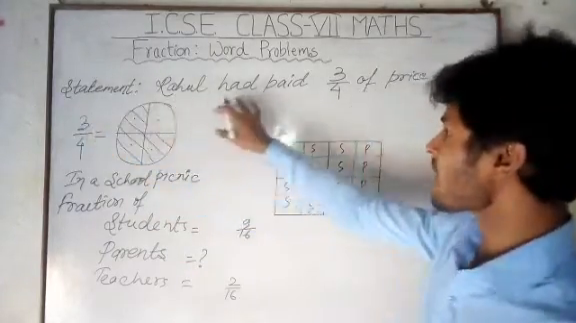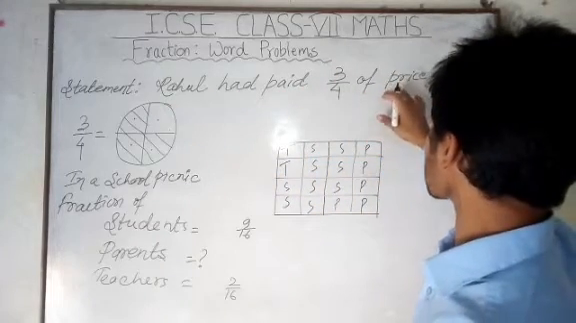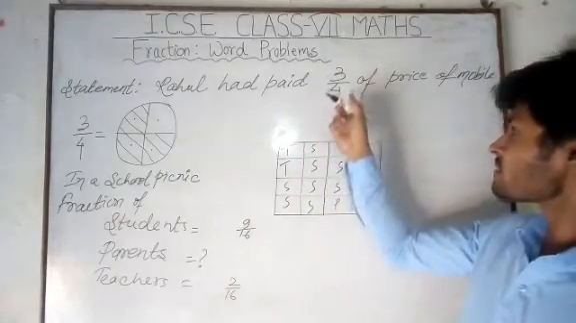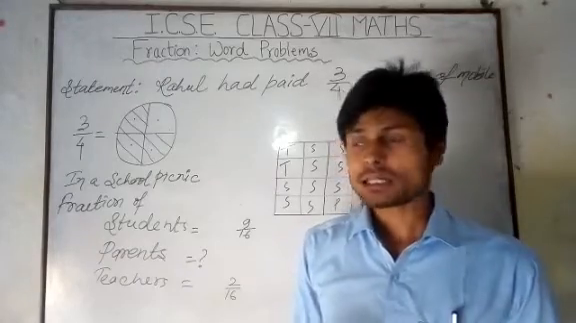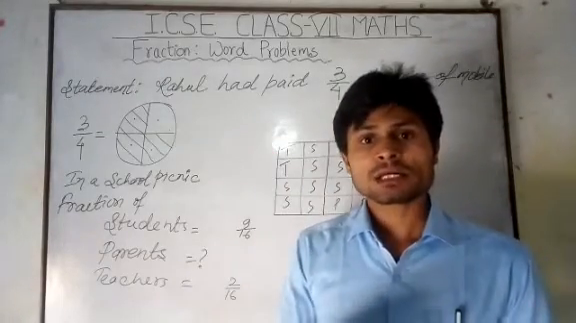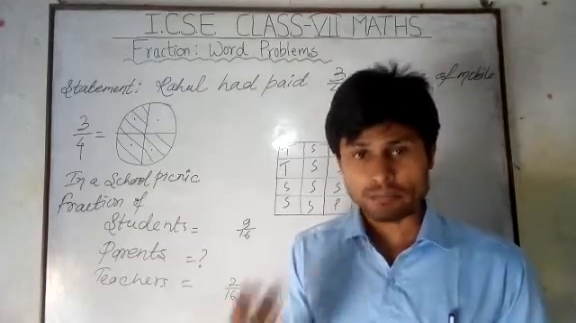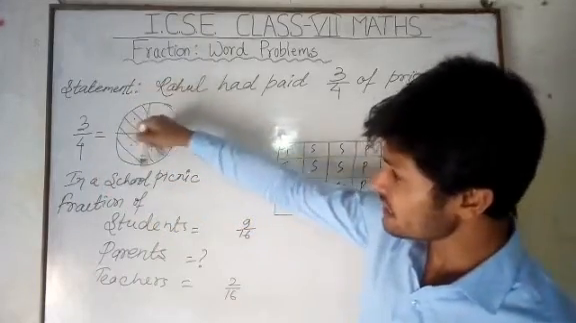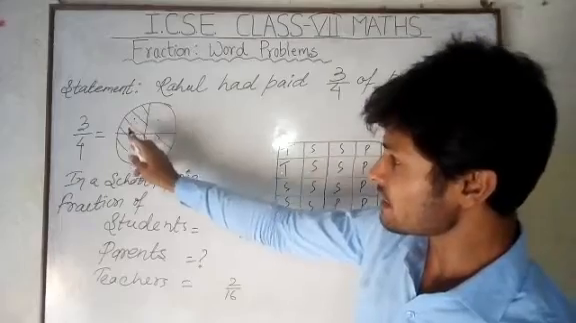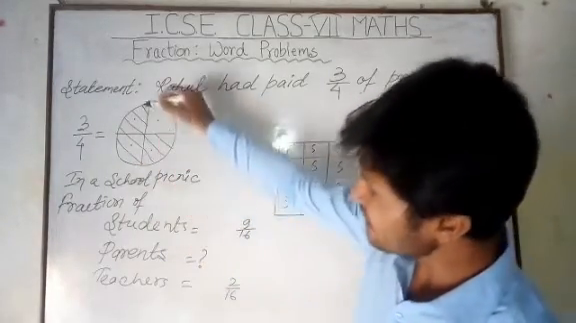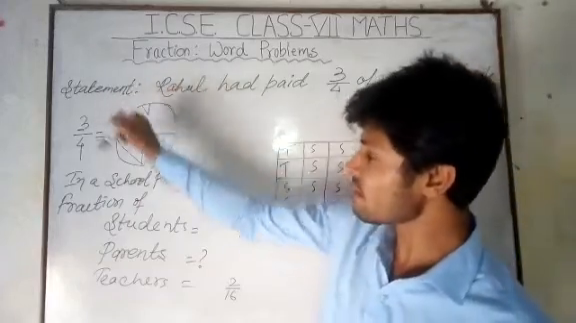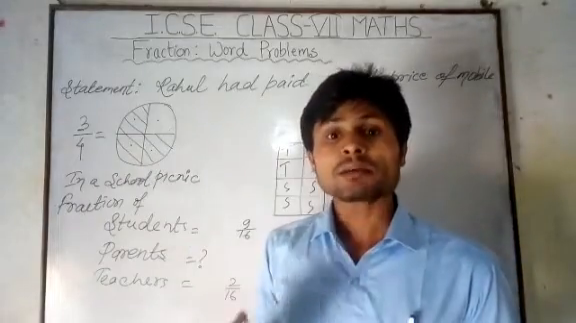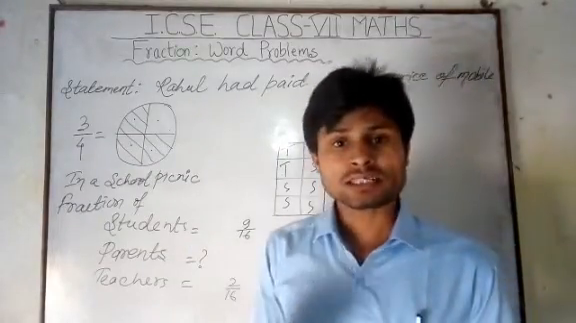The statement is: Rahul had paid 3 by 4 of the price of a mobile. So the fraction given is 3 by 4, and 3 by 4 part of the total price of the mobile is paid. If we represent this in a figure, we can see there are 4 equal components and the shaded portion represents 3 by 4. The shaded portion gives the fraction that is paid.